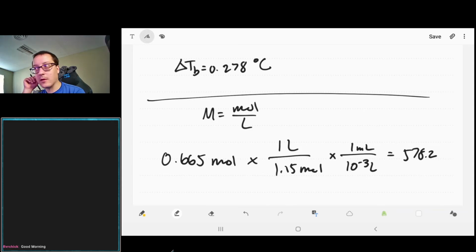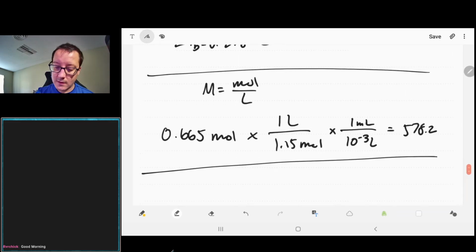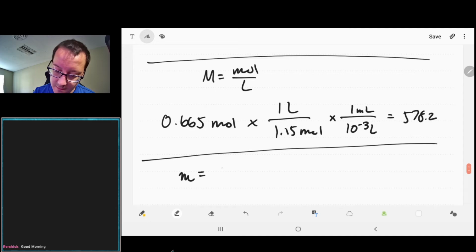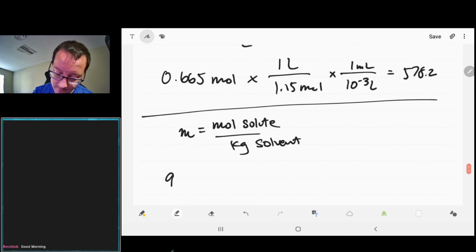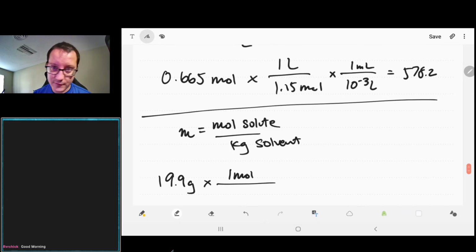Okay, almost done with this section. Calculate the molality of this thing in that thing. Okay. So molality, remember, is moles solute per kilogram solvent. So we have 19.9 grams of KCl. I feel like half of this exam is just calculating molar mass.